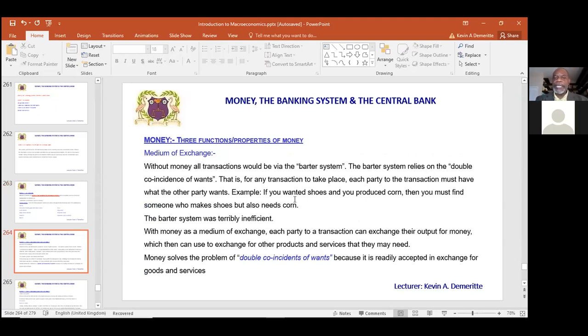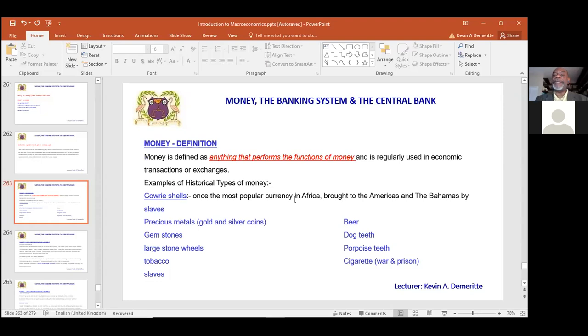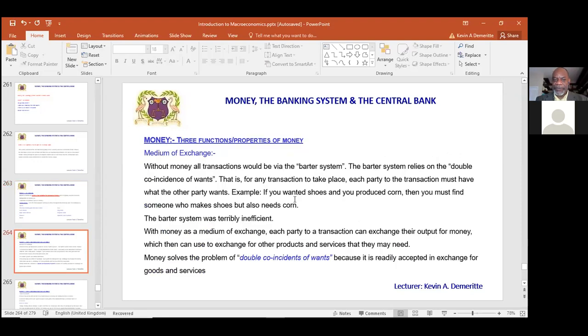Okay. So let's look at three basic functions of money, because we said money is anything that performs the functions of money. And in that case, we need to understand what are the functions of money. The first function is money as a medium of exchange. Right? So without money, all transactions have to be via the barter system. And the barter system relies on what is called the double coincidence of wants. Very important. The double coincidence of wants, that is, for any transactions to take place, each party to the transaction must have what the other party wants.